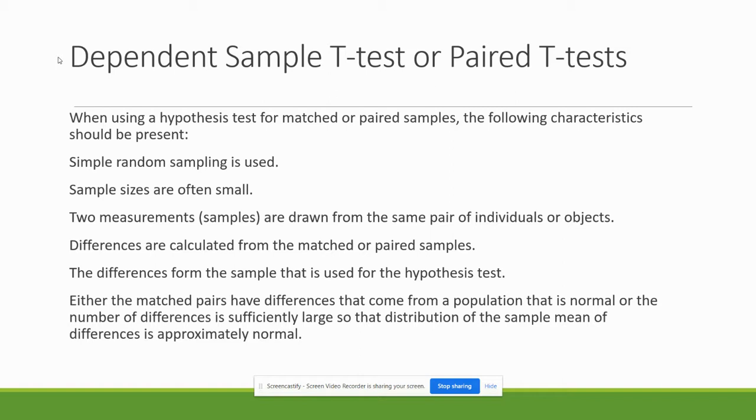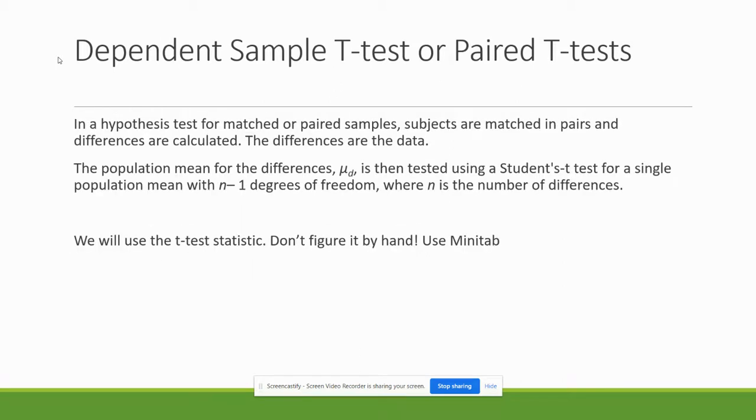So the differences form the sample, and again, I just explained that. And either the matched pairs have differences that come from a population that is normal, or the number of differences is sufficiently large so that the distribution of the sample mean of the differences is approximately normal. Okay. So again, we call this a matched or paired or dependent sample t-test. You'll hear it all different kinds of ways. But the basic thing to think about is you're looking at the same group of people, but you're looking at something at two different points in time. That's really how I think about it.